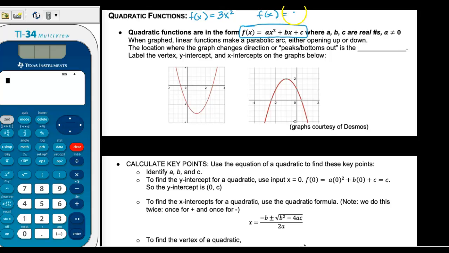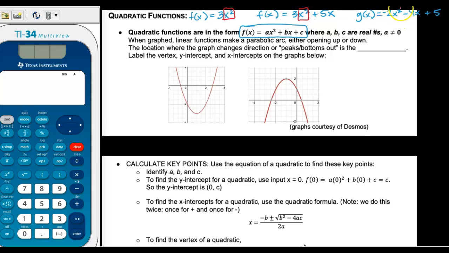You could have f of x equals 3x squared plus 5x. I'll change it up and do g of x equals negative 2x squared minus 4x plus 5. So you could have those three terms like you see there. So it's possible for b and c to be 0. So you only have one term, two terms, or three terms, but the key here is that you always have to have that x squared term.